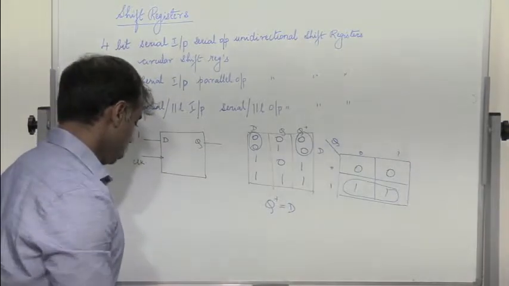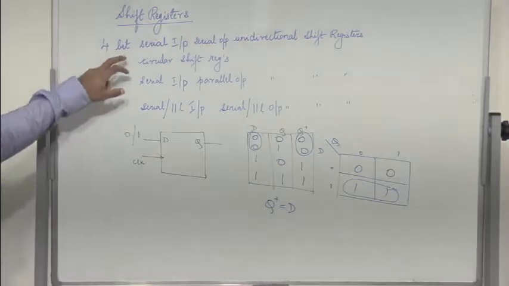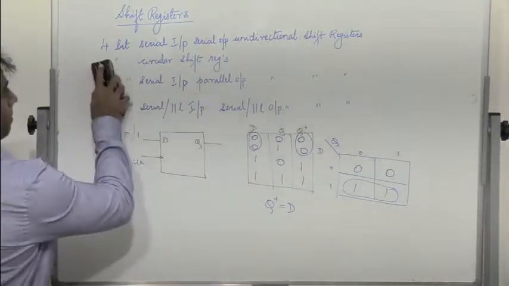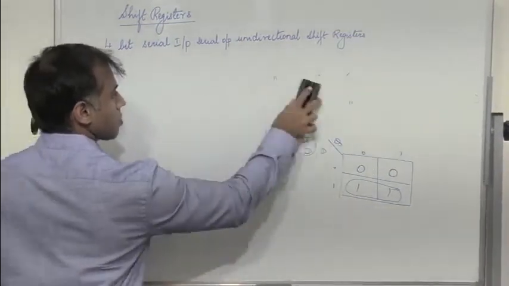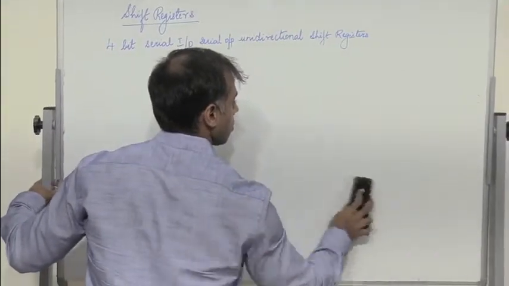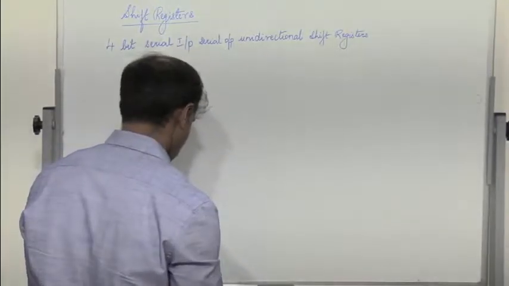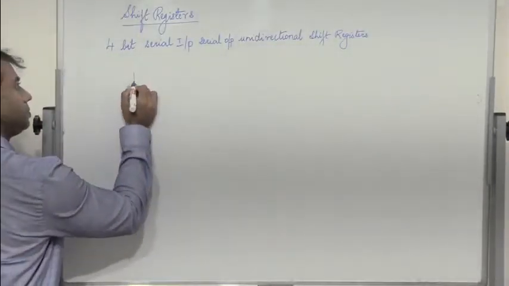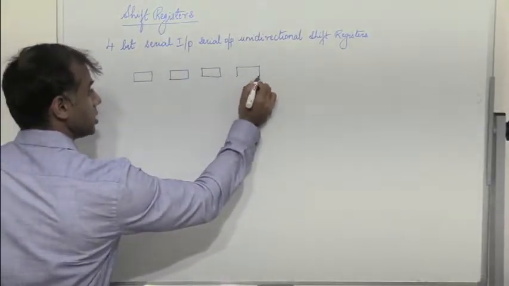So let us first try to design a 4-bit serial input, serial output, unidirectional shift register. So what is a serial input, serial output? So there are 4 bits. There are 4 registers. So it's a 4-bit shift register.